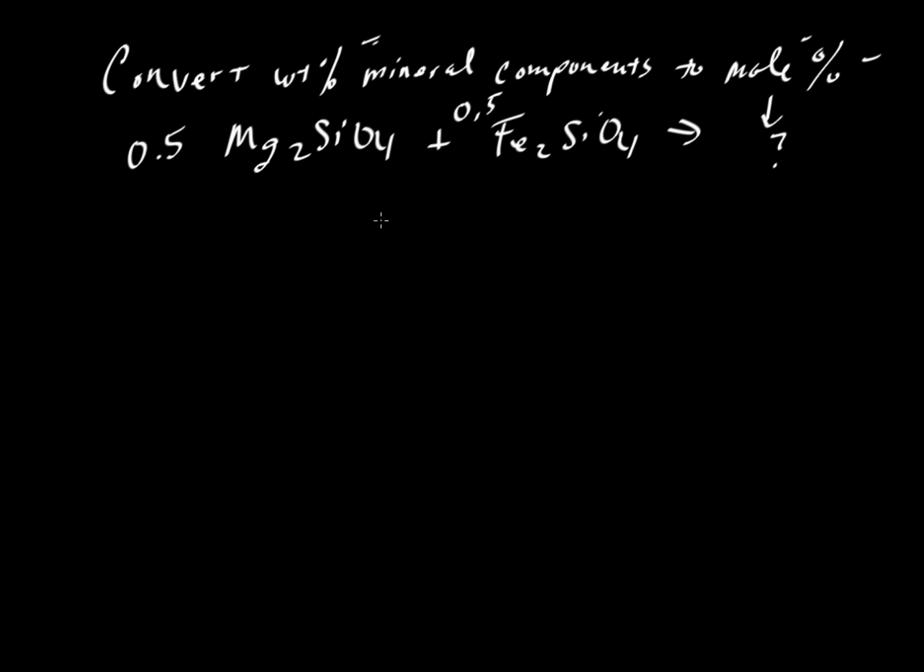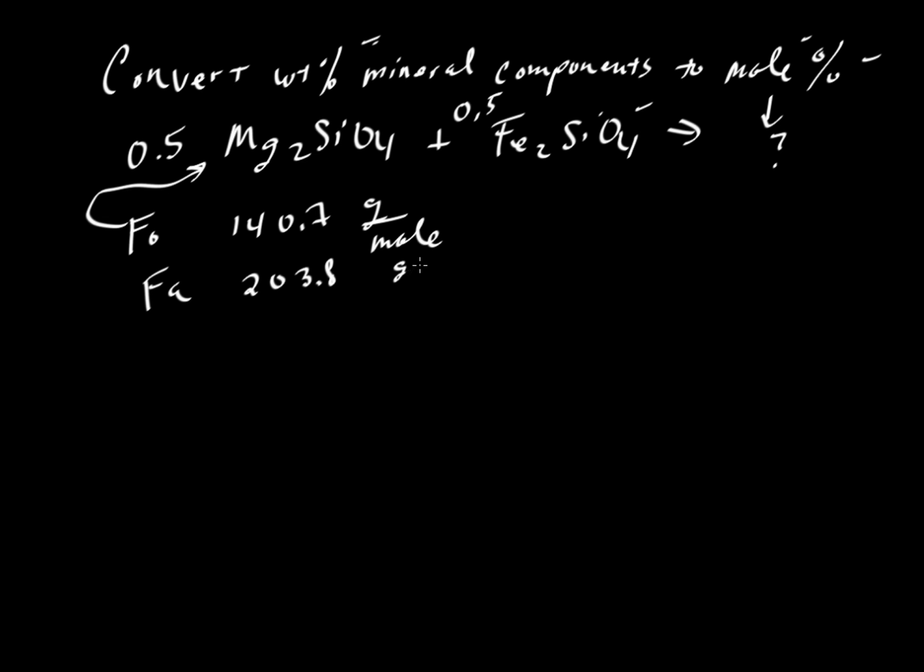So let's take precisely this example as a case study. For forsterite, we have a molecular weight of 140.7 grams per mole. So forsterite is this guy right there. And then fayalite is this fellow over here, the iron end member, having iron in place of magnesium, no surprise at all. It is heavier at 203 grams per mole. When we talk about a mole, we mean on the basis of 4 oxygens, just the way we've written it here. So we have the atomic weight of this guy and the atomic weight of this guy.